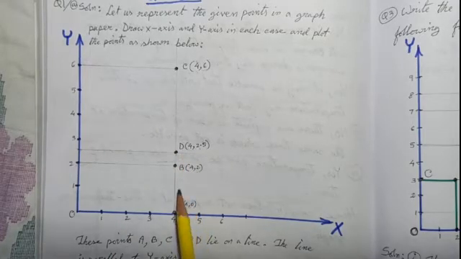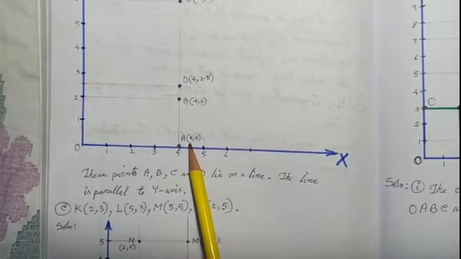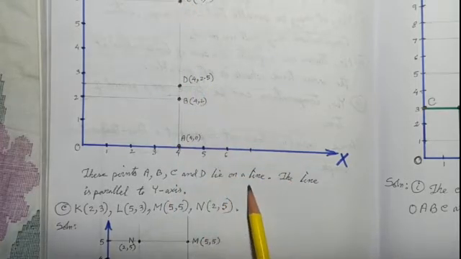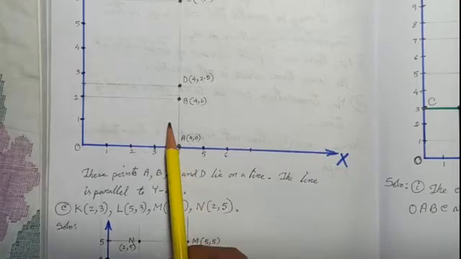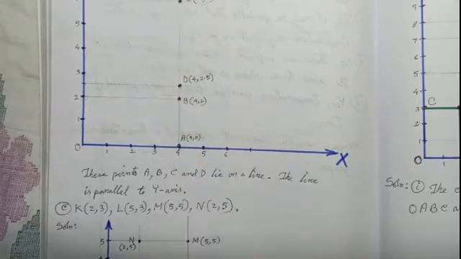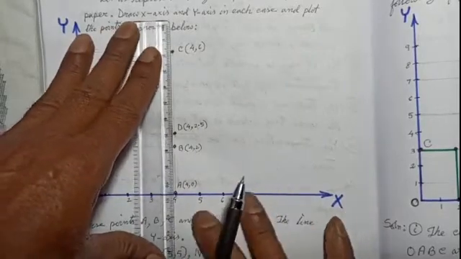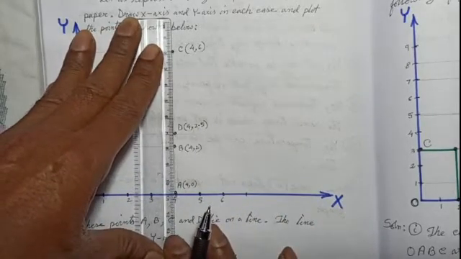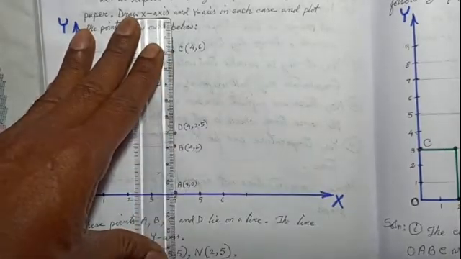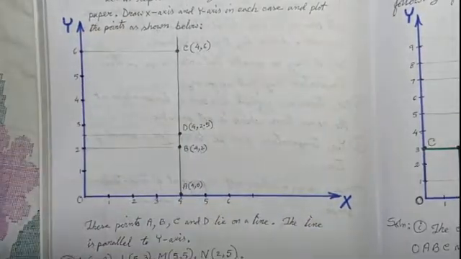So we plot A, B, C, and D. These points A, B, C, D lie on a line. When we join this A point, B point, C point, and D point, we are getting a straight line. So now, by using a scale, let us join these points. Like this. And we are getting a straight line.